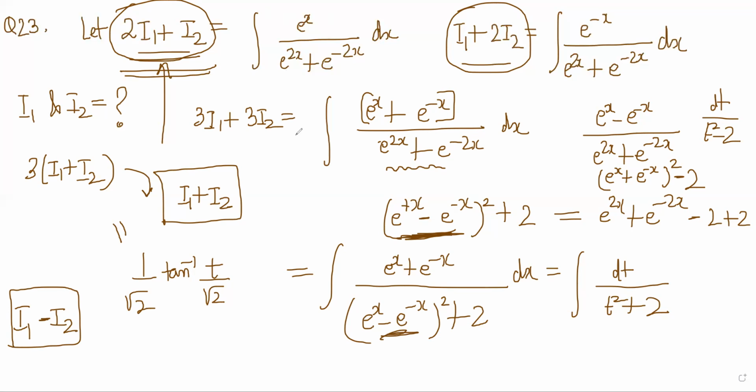Okay. The next question that we look at is this one, question number 24. And here we have let I_r(x) be equal to integral of x power r dx by x power 4 plus 4, and x is greater than 0 here. It is given that x is greater than 0.